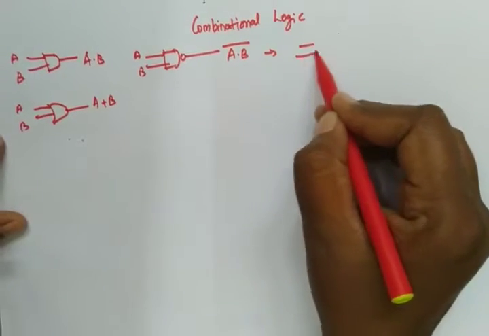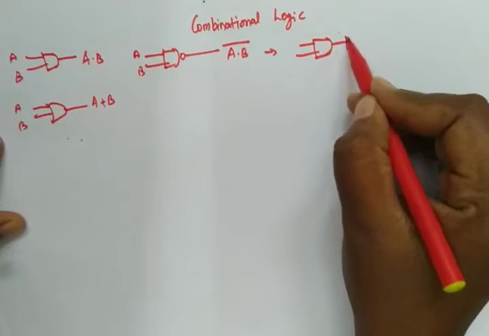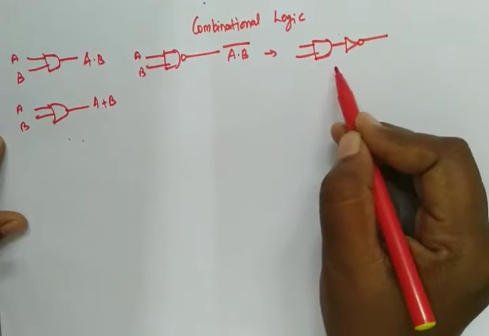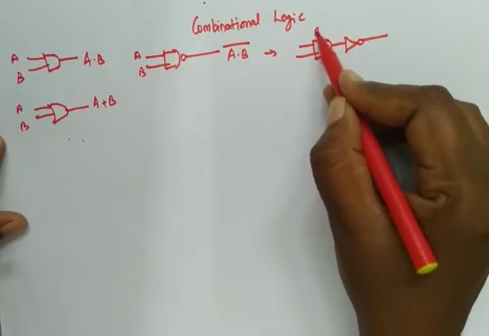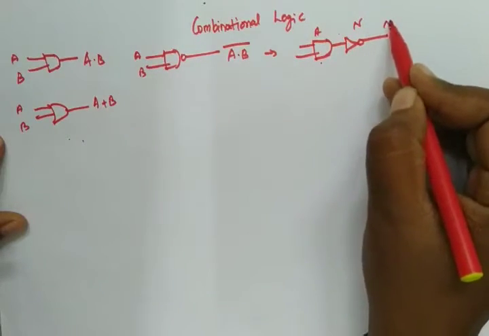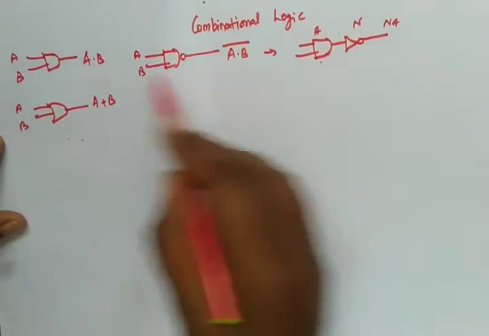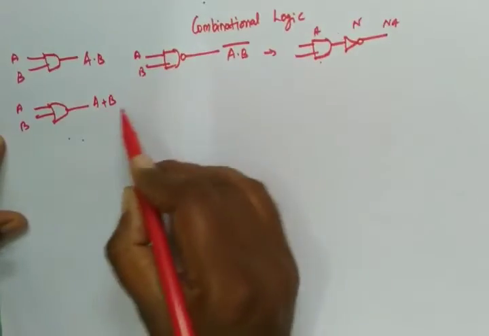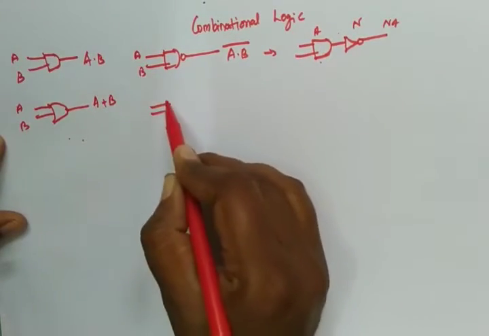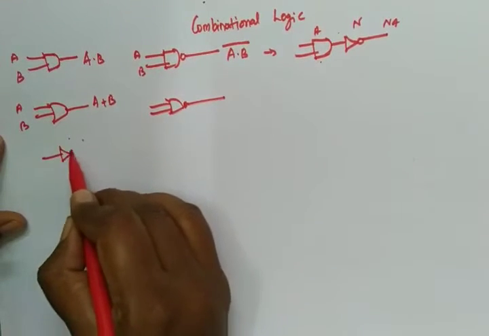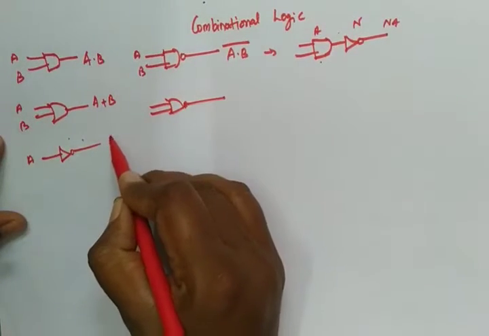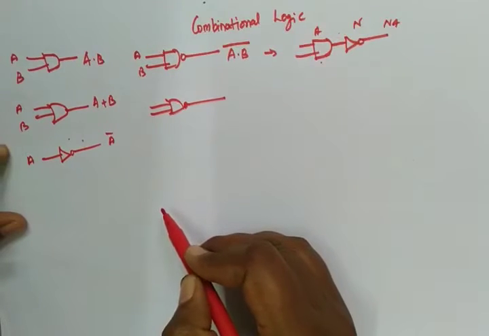Actually this is the real diagram of this. Here we have AND plus NOT. So AND plus NOT will become the NAND gate. So this is the AND gate, this is the NAND gate. Likewise, this is the OR gate and this is the NOR gate. Then this is the NOT gate. If you give input as A, that will produce output as A bar.